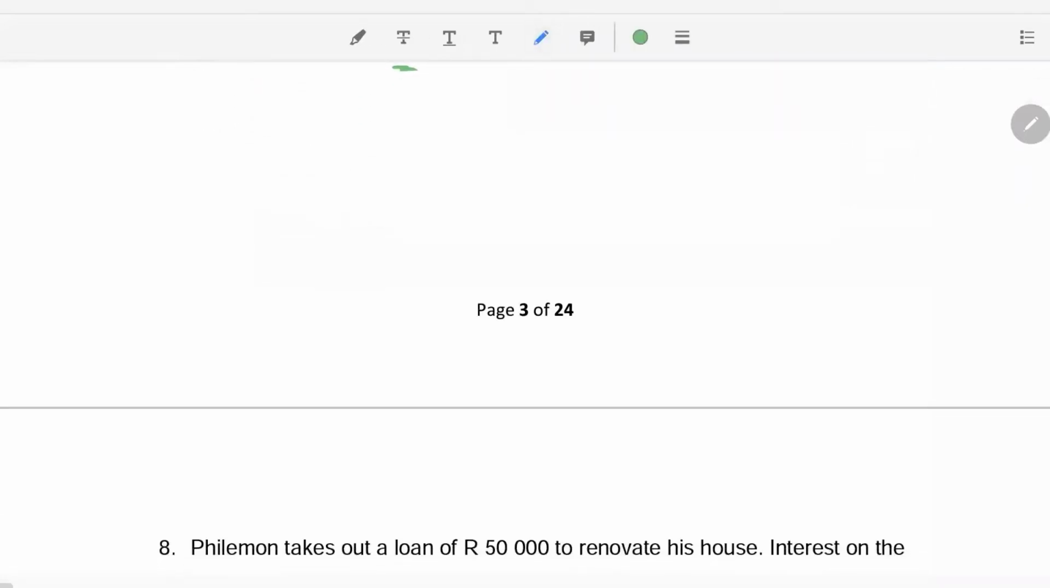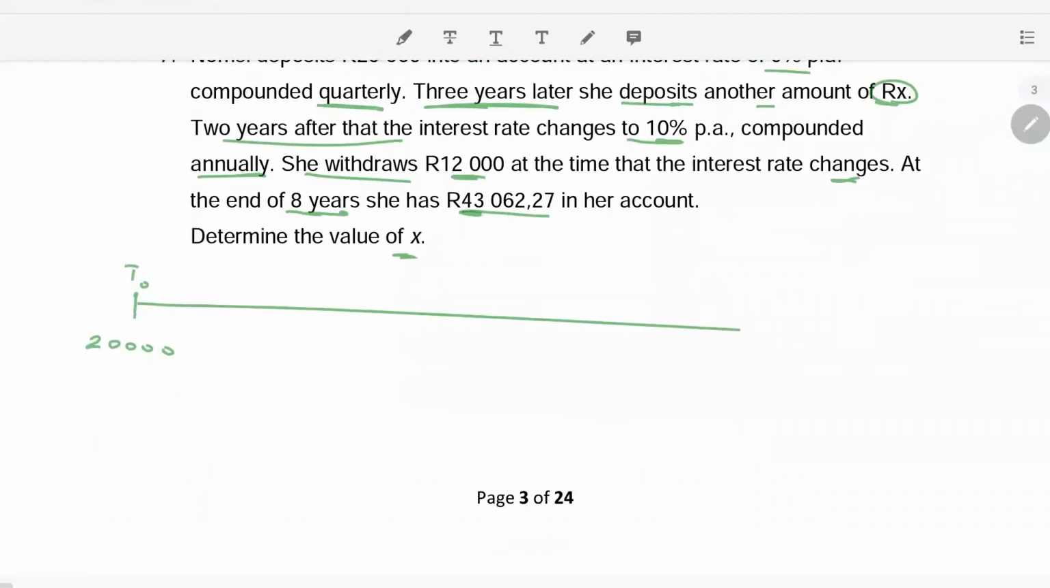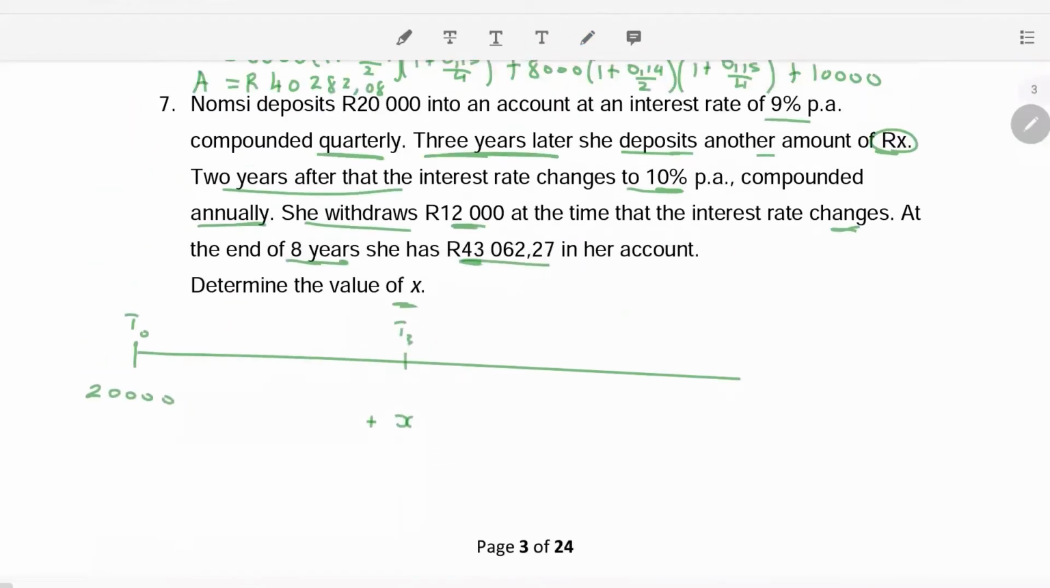So we need the timeline to help us visualize this. So at the beginning of time, T0, 20,000 was deposited into the account. 3 years later, she deposits another X rands. So at T3, X rands is added into the account.